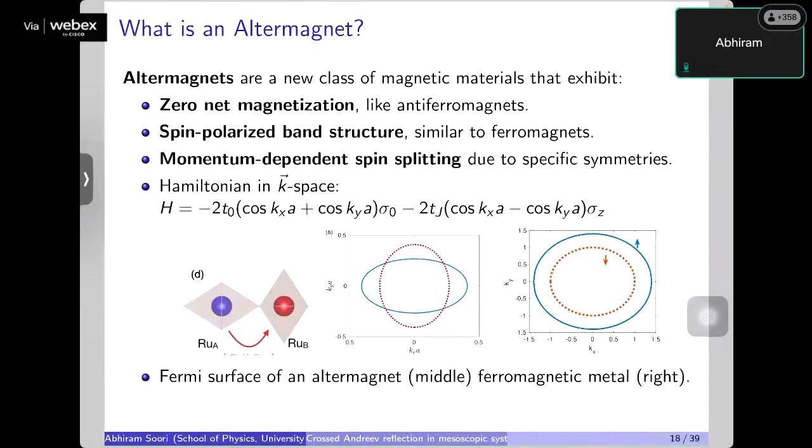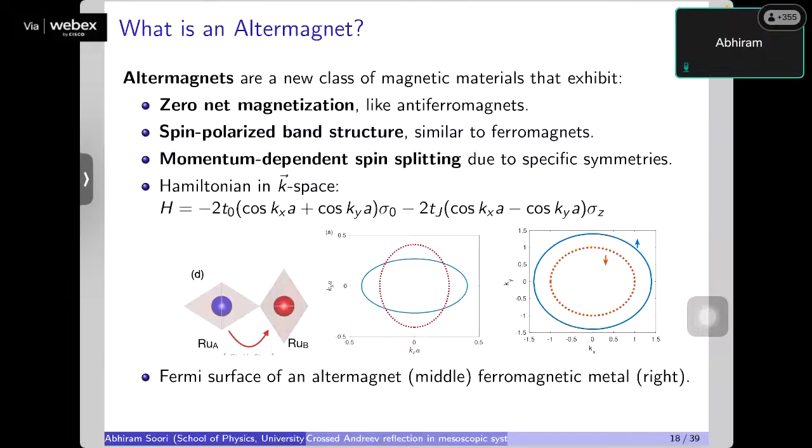What are altermagnets? These are magnetic materials with zero net spin polarization or zero net magnetization, just like antiferromagnets. But they have a spin-polarized band structure, or in other words, a spin-split band structure, with momentum-dependent spin splitting. This is the Hamiltonian in the tight-binding model: minus 2t naught (cos kx plus cos ky) in the first term, times sigma naught, the identity matrix, minus tj (cos kx minus cos ky) times sigma z, where sigma z is the Pauli spin matrix.